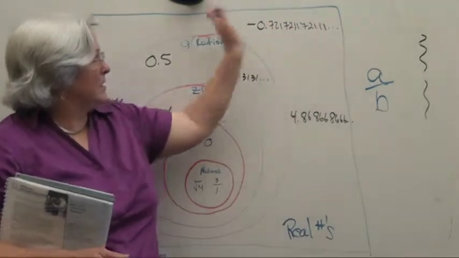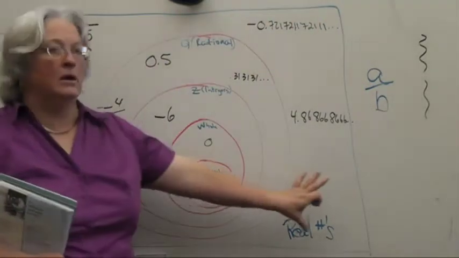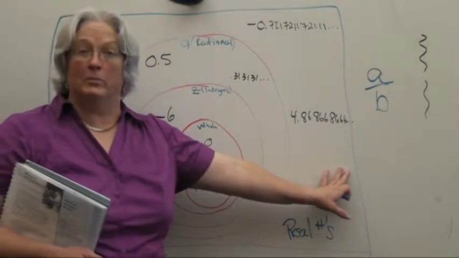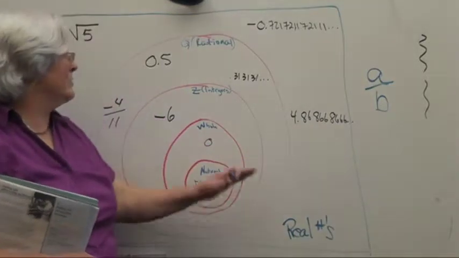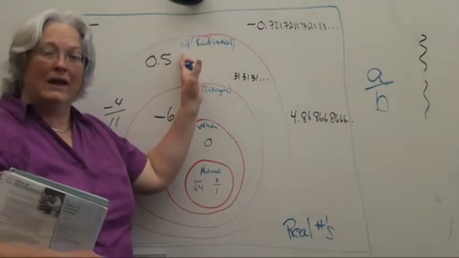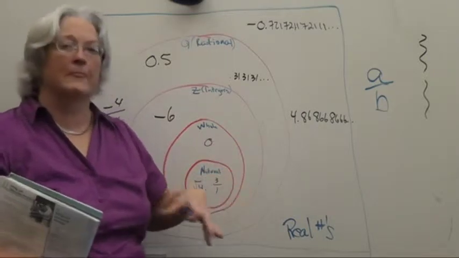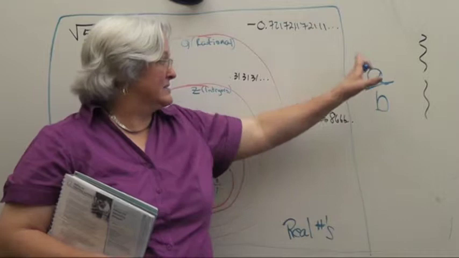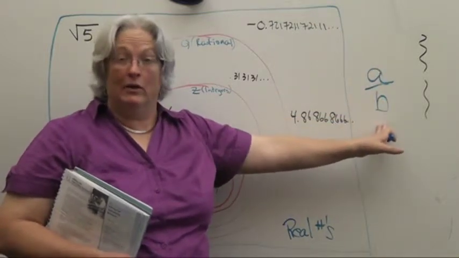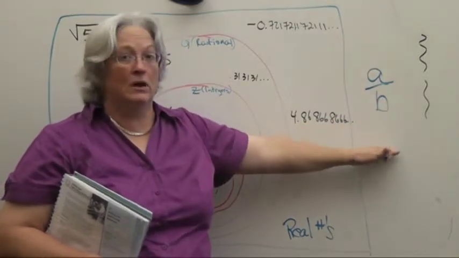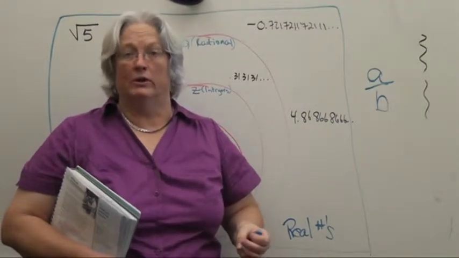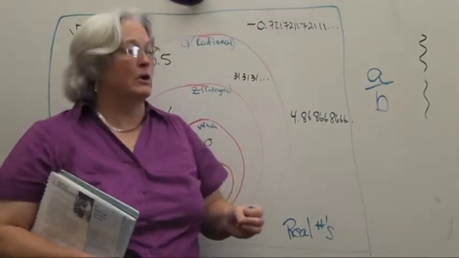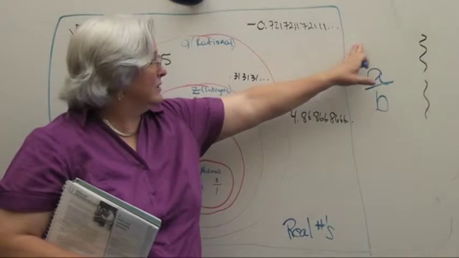And then this big box outside here includes all the numbers that we call real numbers. Real numbers are both rational and irrational. And I said that if rational numbers can be written as a ratio of A over B, a ratio of two numbers, then irrational numbers would be numbers that you can't write as a fraction.